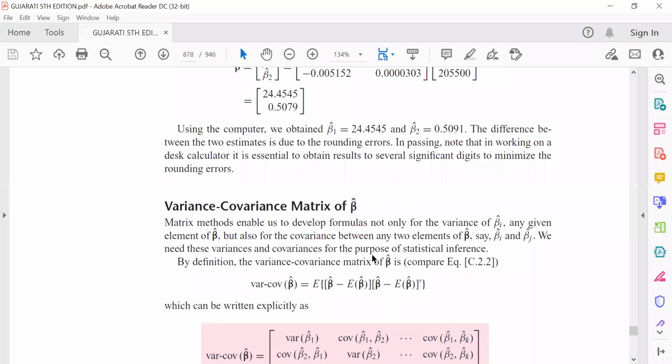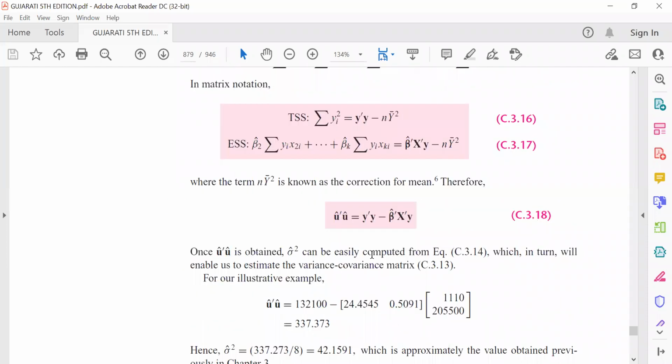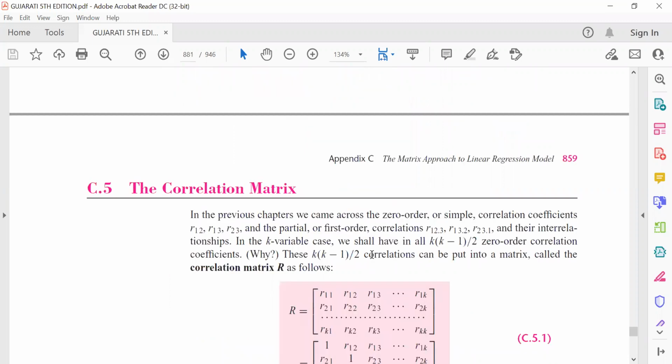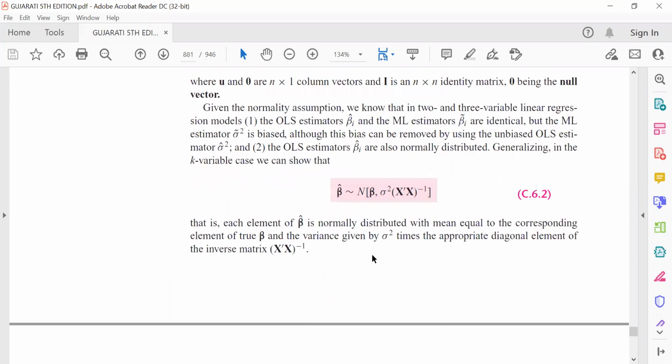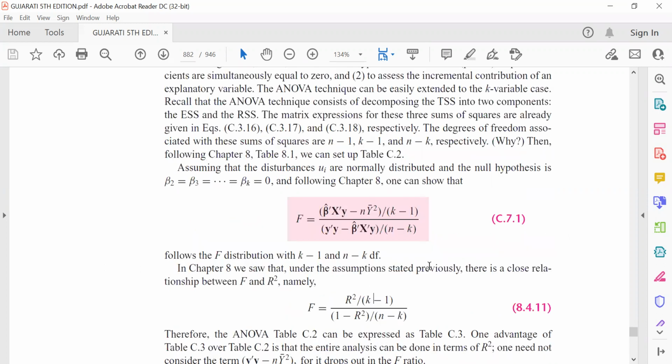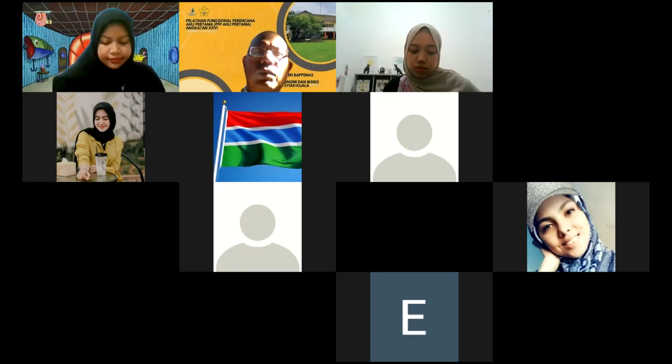Okay, now because we have already the variance-covariance and beta, now for hypothesis testing, we have the T ratio, we calculated already the T ratio. Now we have to calculate the F statistic. F statistic here is beta prime x prime y minus n times y bar square. Okay, now we calculate here by using the same thing here.